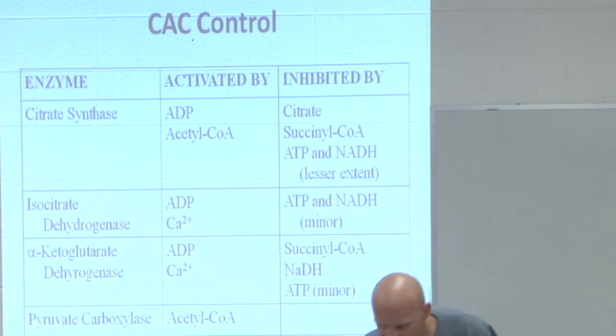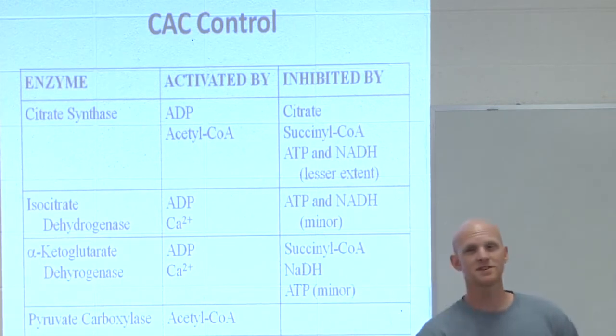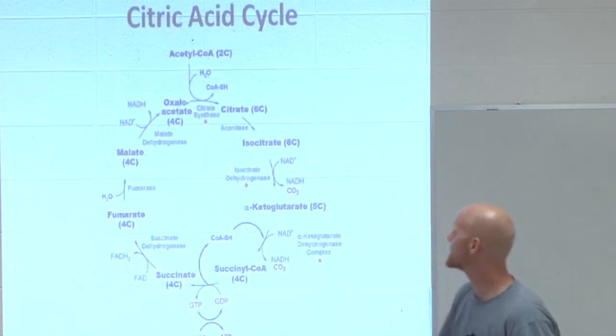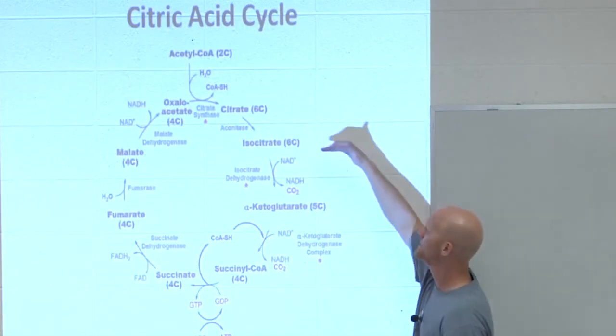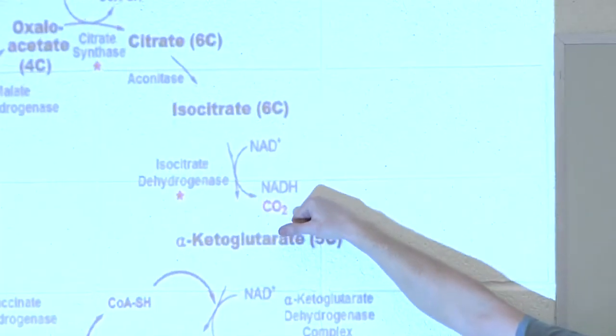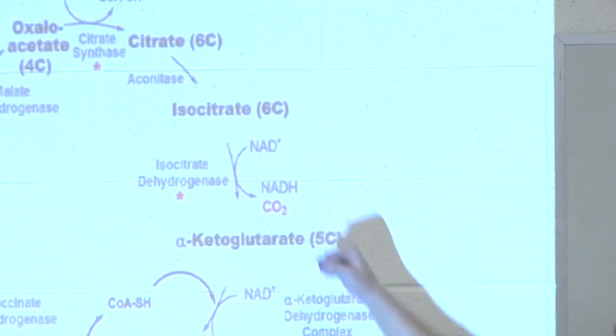Isocitrate dehydrogenase. When you hear the word dehydrogenase, what should you think? Oxidation. So in your isocitrate dehydrogenase, isocitrate goes to alpha ketoglutarate. And again, we're losing a carbon to CO2 in this step.